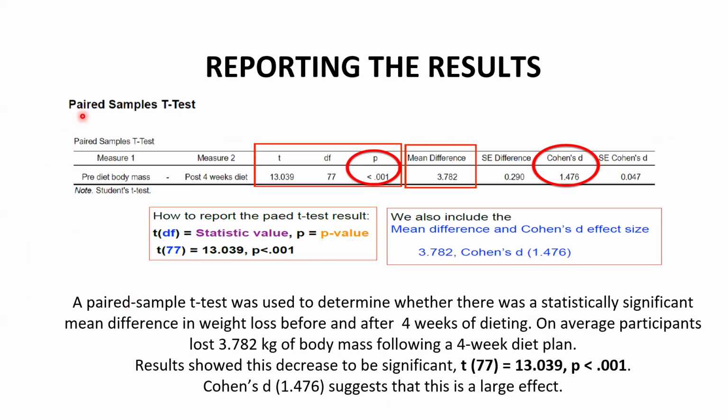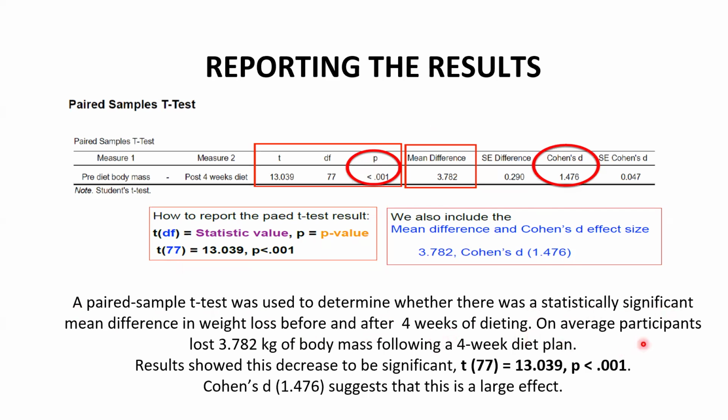From the paired samples t-test table, we will need the following statistical parameters to be included in our conclusion: the degrees of freedom, the t-test statistic value, then the p-value. We also include the mean difference and our Cohen's d value, indicating a large effect. Now we say a paired sample t-test was used to determine whether there was a statistically significant mean difference in weight loss before and after 4 weeks of dieting.